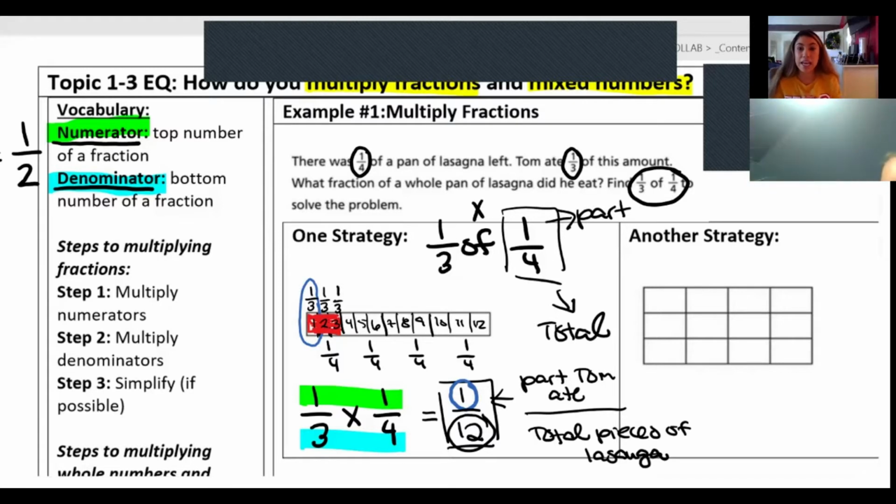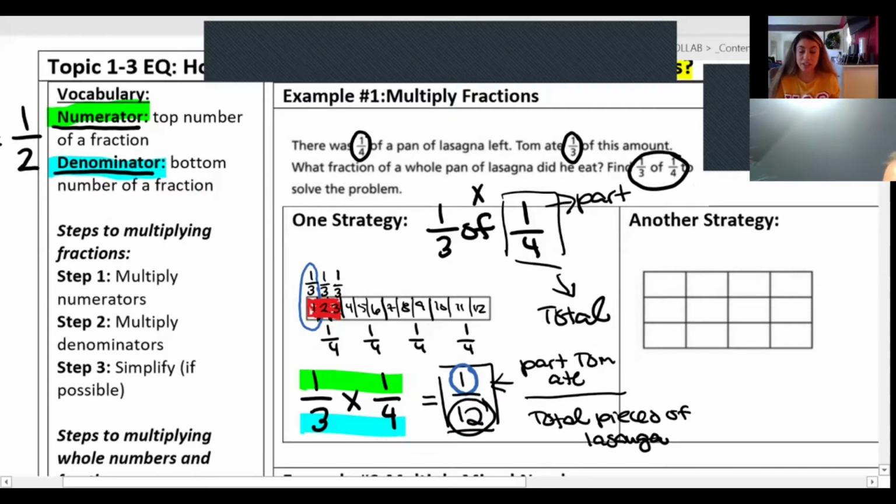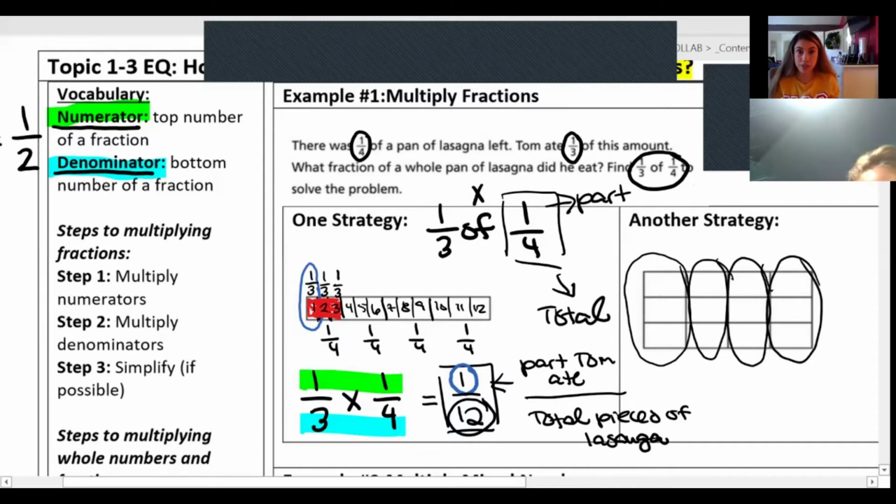So if we take 1/4 of our lasagna, so now we're going to have our entire piece of our lasagna left, and we're going to split that up into 4ths, and we're going to do that vertically first. So we have 1, 2, 3, 4. These are our 4 parts.